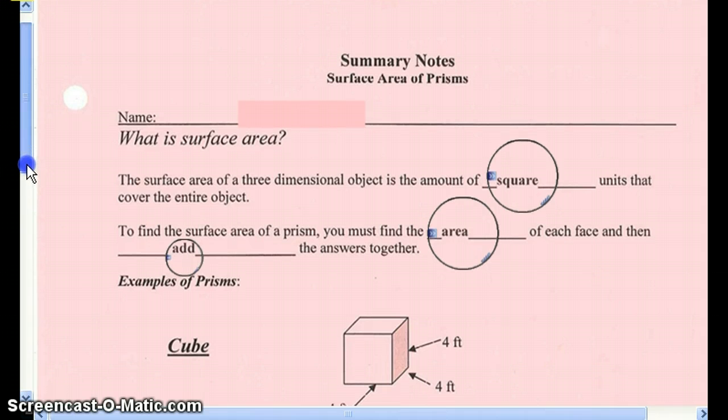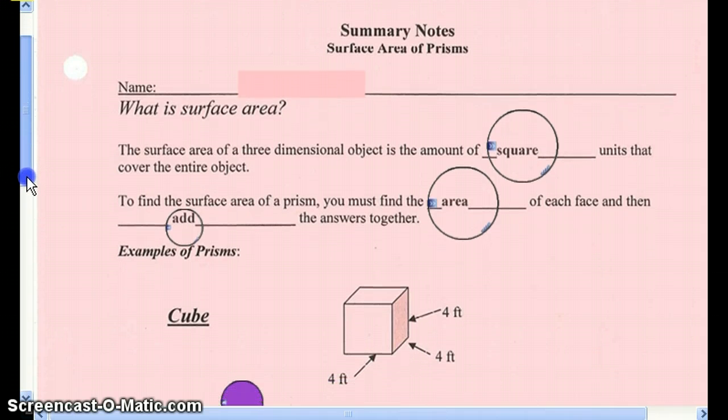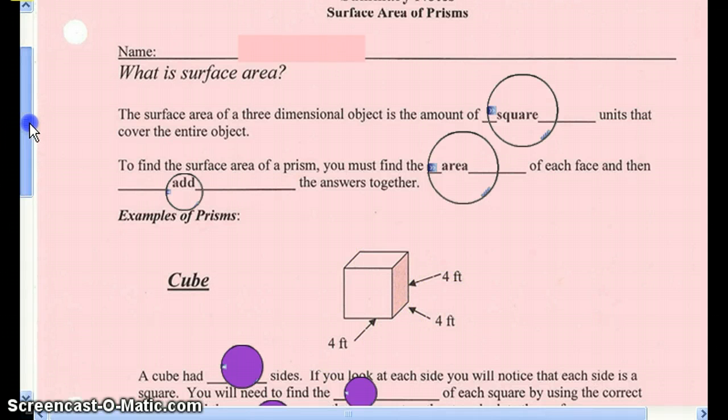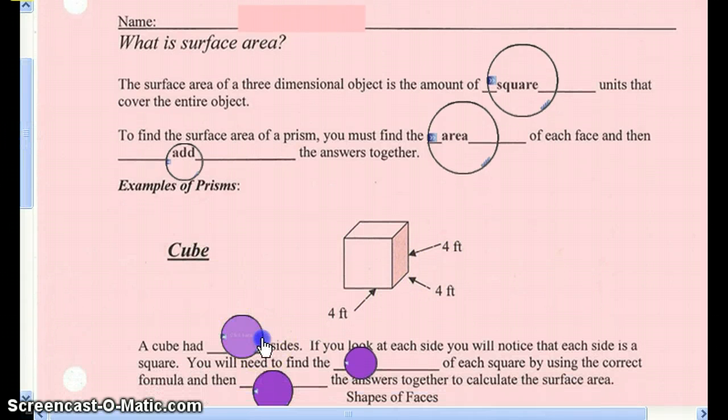So for an example, we're going to show a cube. So here's a picture of a cube. It's 4 feet by 4 feet by 4 feet. A cube has 6 sides. If you look at each side, you will notice that each side is a square.